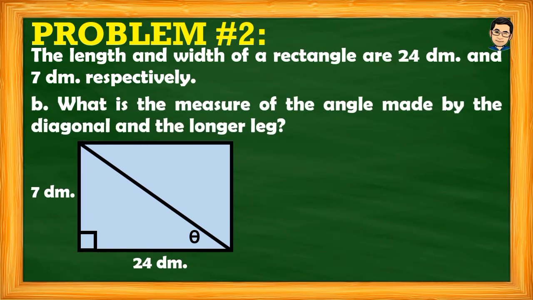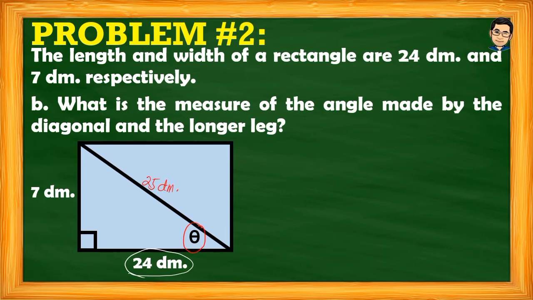So for the second question, what is the measure of the angle made by the diagonal and the longer leg? So yung measure ng diagonal natin, yung na-solve lang natin kanina, is 25 decimeters. And then yung longer leg natin measures 24 decimeters, and then yung shorter leg naman natin is 7 decimeters. Now, we're asked to find the measure of the angle, yung nakamark as θ. Ayan, yan po yung ating hinahanap na sukat.